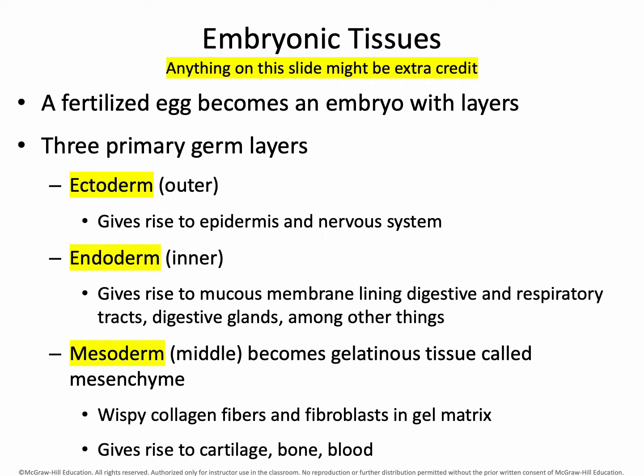Embryonic tissues, I won't particularly ask on an exam. They might be extra credit, but I just thought I might throw it in here. There are 3 original layers that everything else is derived from: the ecto, endo, and mesoderms. Again, think of the prefixes. Ecto is the outer layer, endo is the inner layer, and mesoderm is the middle layer. Again, I won't really ask those, but they might be extra credit.